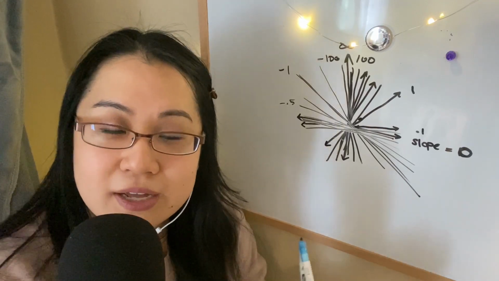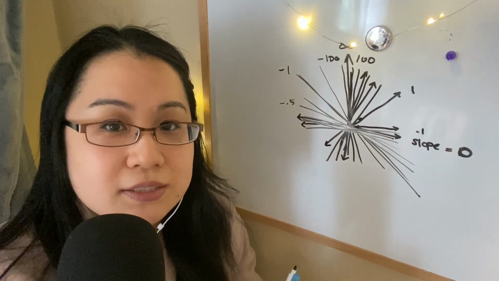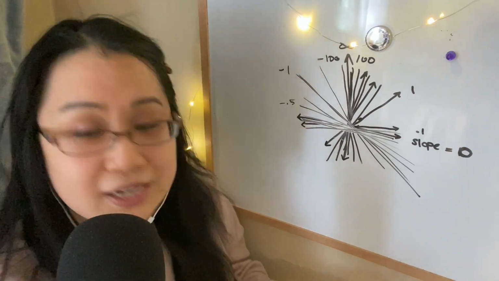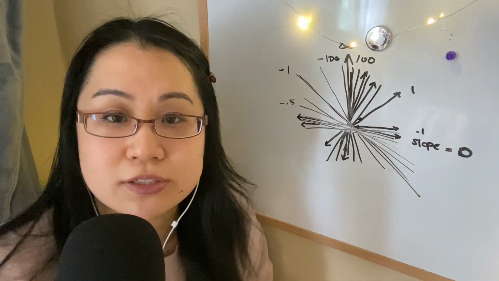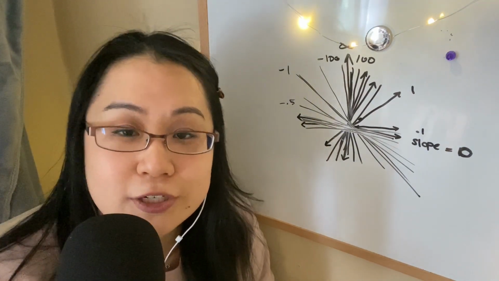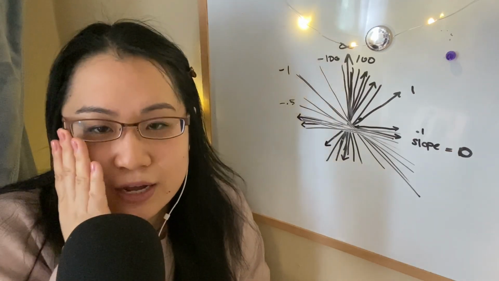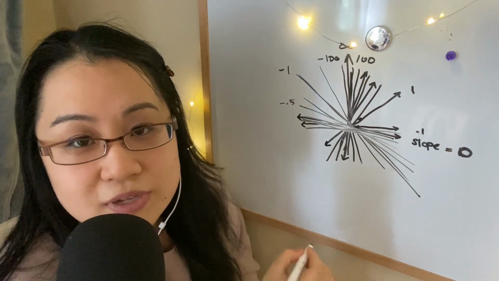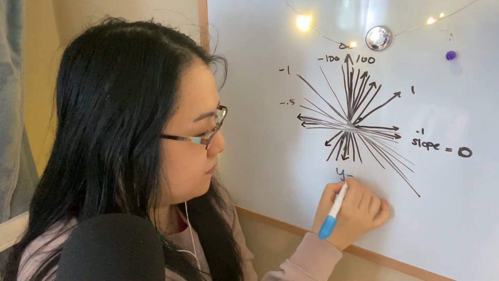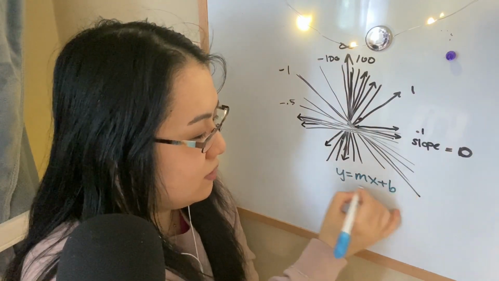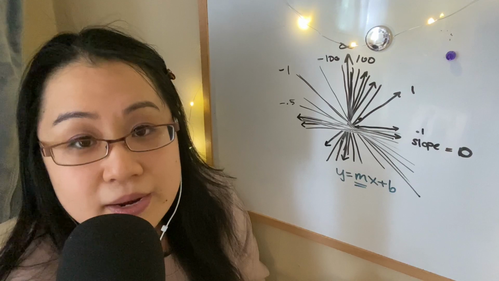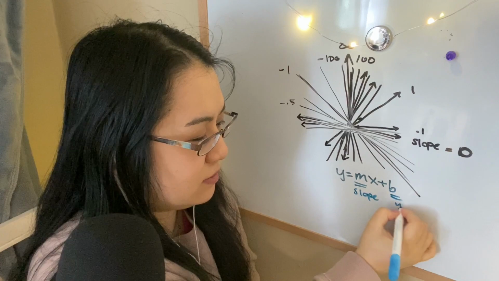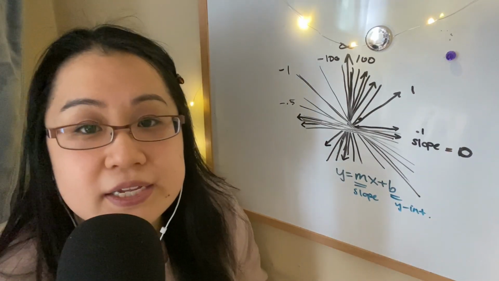parallel lines have the same slope. So lines actually can also be defined by slope. This is actually a type of question you might also see. You may or may not have learned already that a line can be written as y equals mx plus b, where m is a number, and m is actually the slope. And b is the y-intercept.